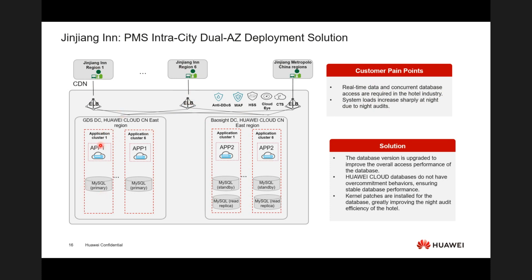And then we will have different clusters, application cluster 1, application cluster 5, and you can see here the MySQL primary, and then the MySQL standby, and maybe some replicas. So it will do the load balancing, just for the HA, high availability. Huawei Cloud database does not have overcommitment behaviors, ensuring stable database performance. So basically that's the most important part for database.